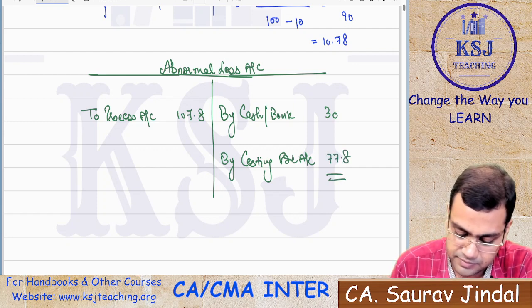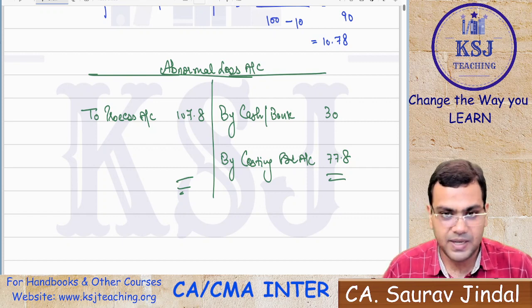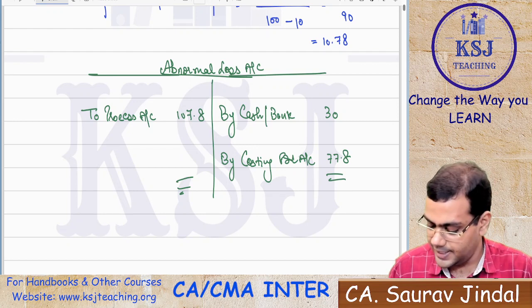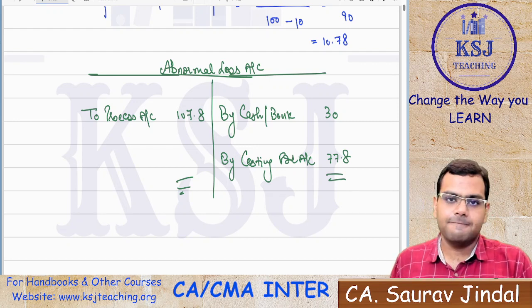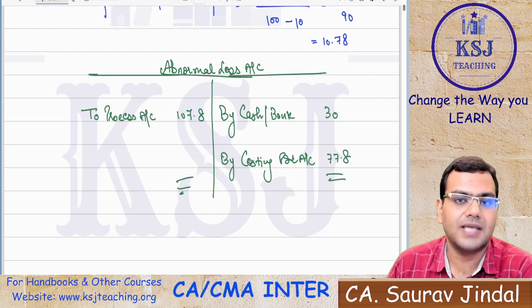77.8 rupees. So this is how the abnormal loss account is to be prepared. I hope this much is absolutely clear. So this is the treatment of normal loss and abnormal loss.